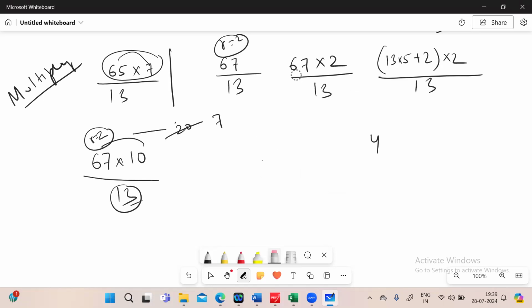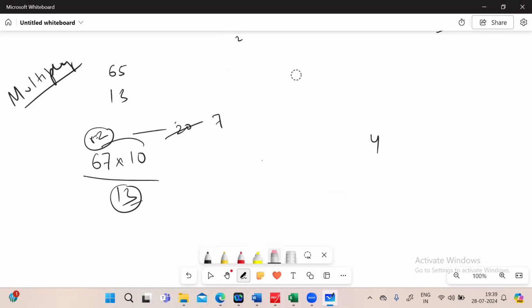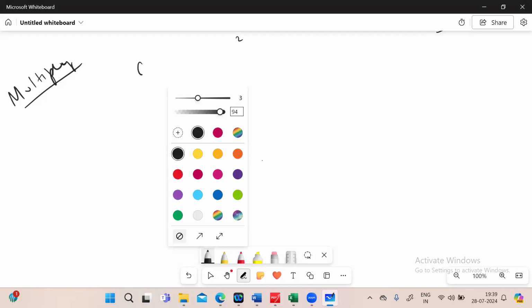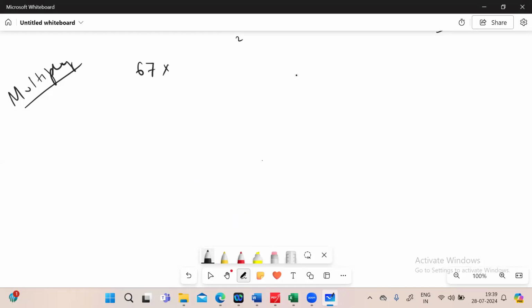We'll use a few more examples here. Now I'm multiplying 67 into 69, and then I'm trying to divide it by 13, and I'm asking what will be the remainder in this case. So I know the above term is 13 into 5, or I can just write 13x. I don't have to write what the multiplier is here. 13x plus 2, and then 13x plus 4.